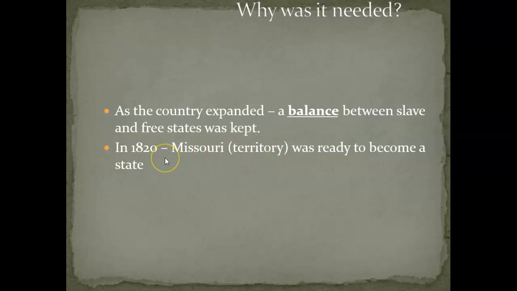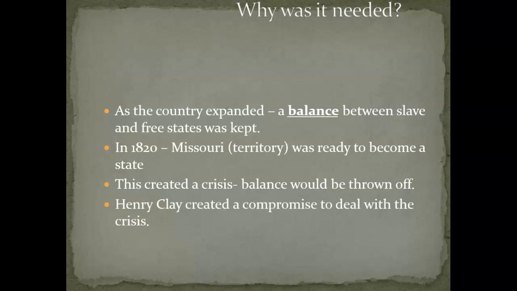So in 1820, the territory that was Missouri is ready to become a state. And when I say that, it means that it had reached the population number necessary to petition Congress to enter the Union. This is going to create a problem because it's going to throw the balance of equal number of states off. And so here enters Henry Clay to come up with a compromise to deal with this crisis.